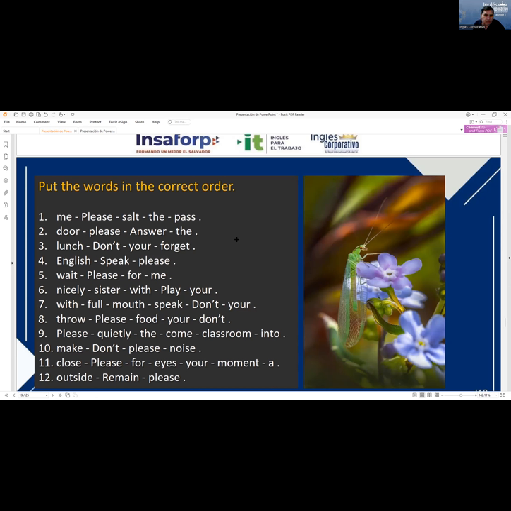So answer the door. Three, don't forget your lunch. Number four, speak English, please. Why? Because please is not capitalized, okay? Number five, please is capitalized, it's the first word. Please wait for me. Number six, play with your sister nicely. Number seven, don't speak with your mouth full.